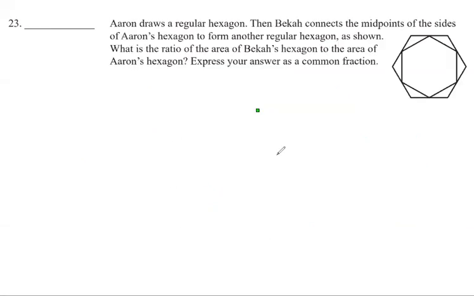Number 23, we are given a regular hexagon. Okay, so let's highlight this one. And the person connects the midpoints of the sides of the first hexagon to form another hexagon. So these are the midpoints basically. And what is the ratio of the smaller one to the larger hexagon, basically?